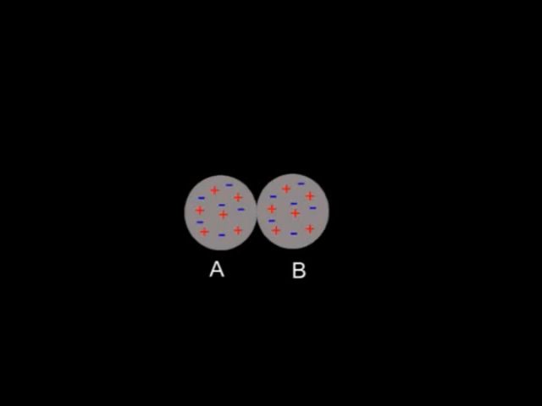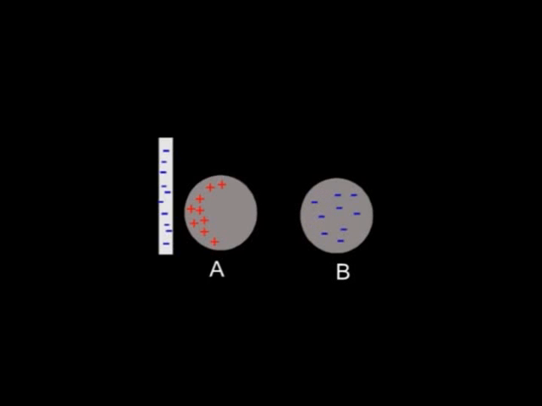Charging by separation. In this method, two metal spheres are brought in contact so that they form a single conductor. A charged rod is then brought near but not touching either of the metal spheres. Positive charges are attracted and remain in sphere A, while negative charges are repelled away and reside in B. We then separate the spheres while holding the charged rod in place.